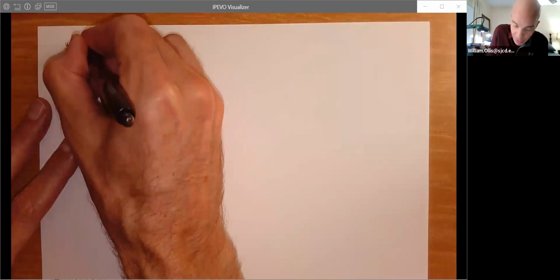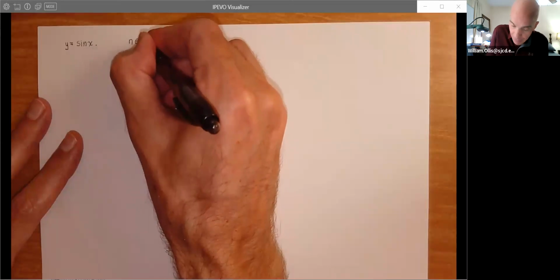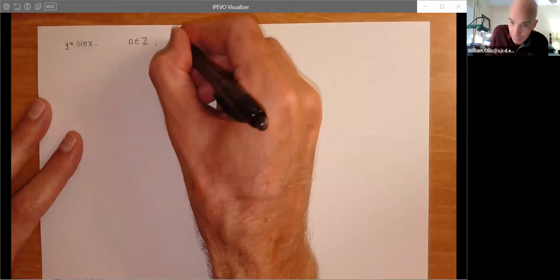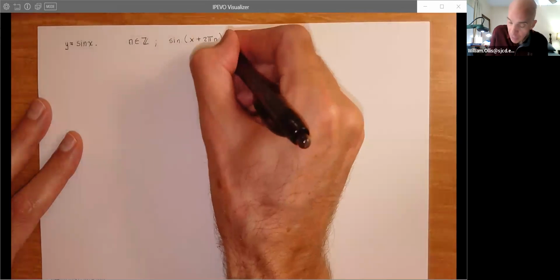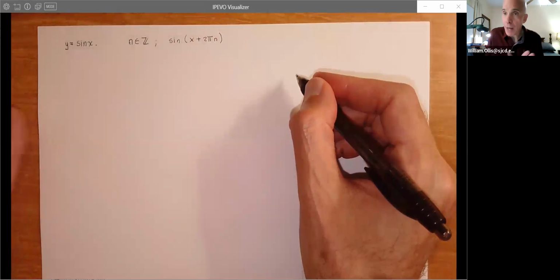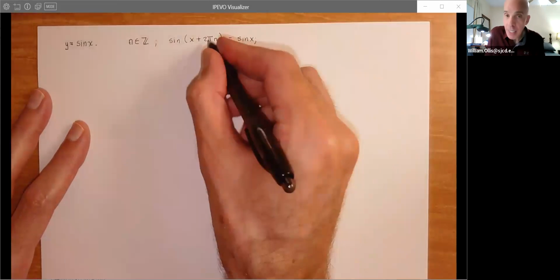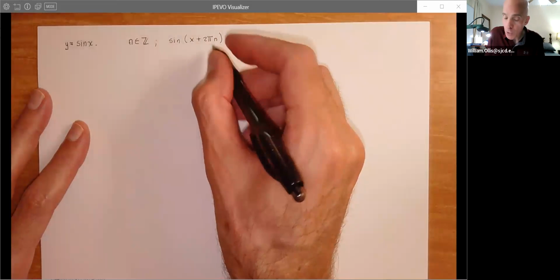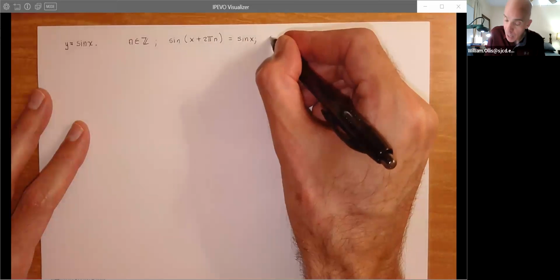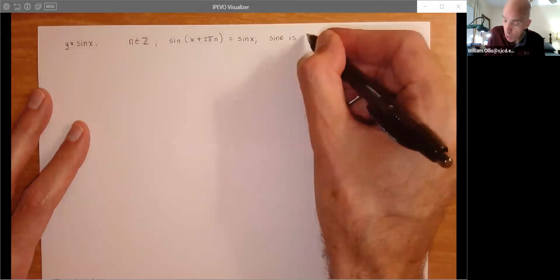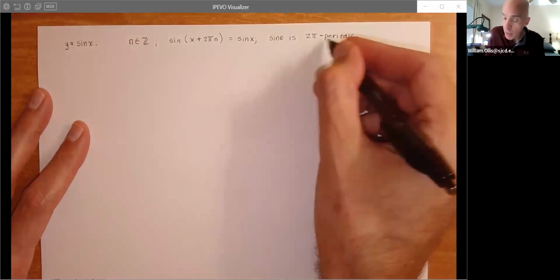So y equals sine x. And we'll just say where n is an integer, we know that sine of x plus 2 pi n, that is, add multiples of 2 pi, positive or negative, this would just be sine x. And by the same discussion, any multiple of 2 pi is a period for sine because we just get x. Adding this does not change the output, but we will say sine is also 2 pi periodic because this is the smallest real number for which this is true.